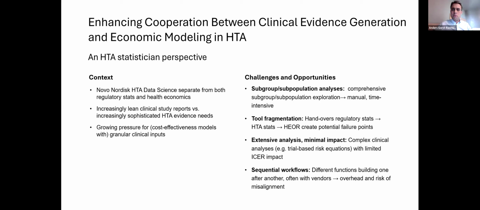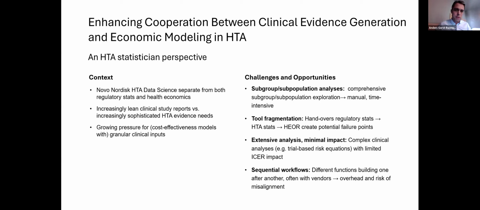Then maybe that is a little bit more of a ways of working than a platform type issue. But something that we are very often seeing on our side, because we are working on one part of the problem and our colleagues in health economics are working on a different part, is that we tend to run extensive analyses on the clinical effectiveness side, intended as input to the health economic modeling, that then end up having a relatively small impact. And I think a lot of this has to do with the sequential way of working, with things going on in sequence.